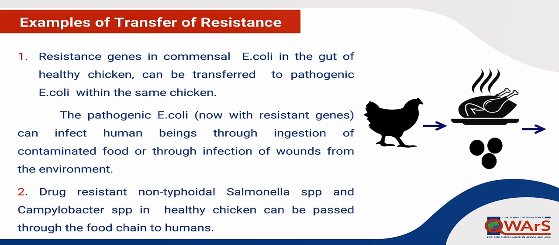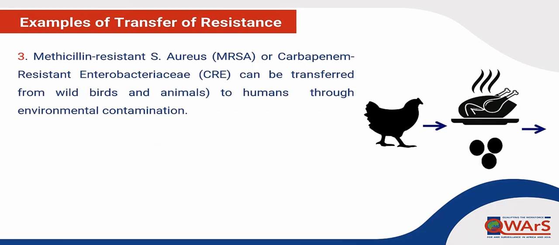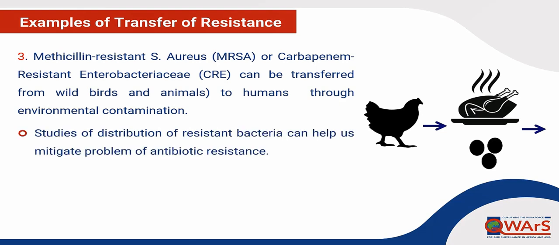2. Drug resistant non typhoidal Salmonella species and Campylobacter species in healthy chicken can be passed through the food chain to humans. 3. There is evidence suggesting that wild birds can spread resistant bacteria through migration, and that resistant bacteria can be transmitted from birds to humans and vice versa.